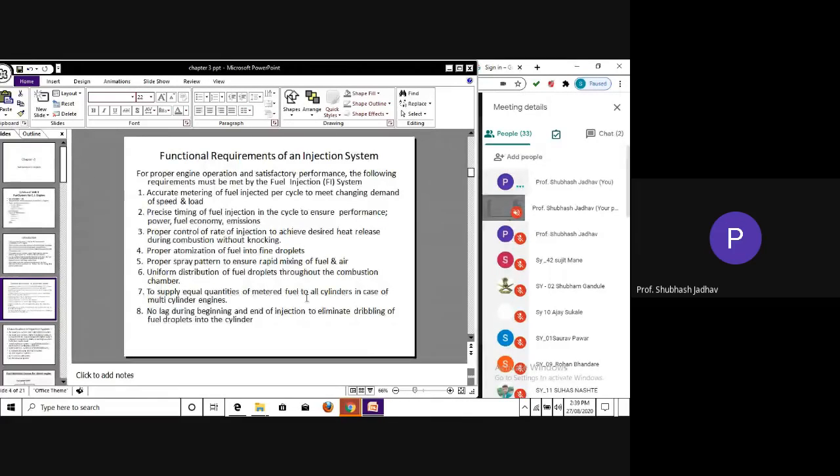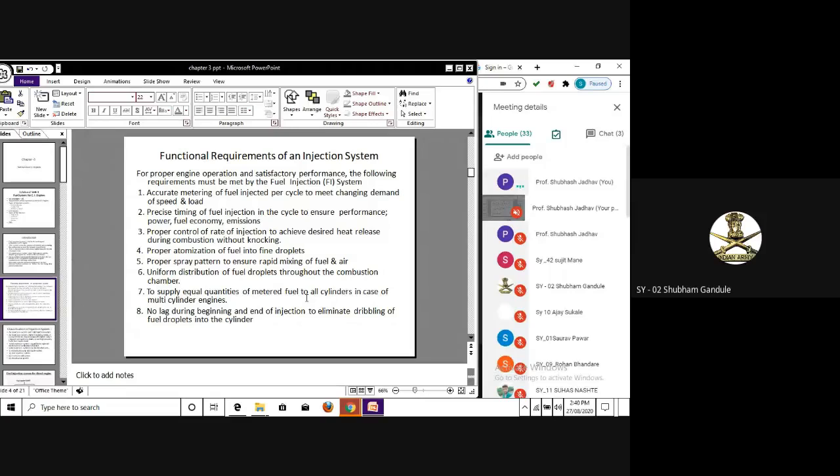So, injection start होताना आणि इंजेक्शन संपताना दोन्ही वेळेला इंजेक्शन शार्प पाहिजे, शार्प स्टार्टिंग, शार्प एंडिंग. ती जर ड्रिबलिंग झालं म्हणजे थेंब थेंब बाहेर आलं फ्युएल, then it is going to create problem. I hope understood.